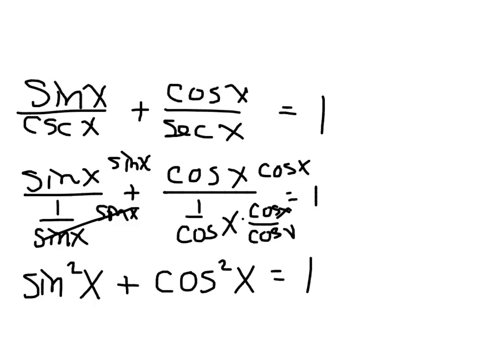Is that one of your identities that we have? Looking back at what I gave you on Friday, which one is it? It's the Pythagorean one, and it's the very first Pythagorean one, isn't it? So sine squared x plus cosine squared of x equals 1, and 1 does equal 1. Good job.